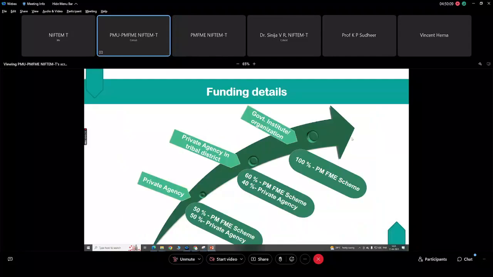So this is the funding details of the scheme. In case of government institutions, 100% or private institutions, 50%. In case of private institutions in tribal districts, 60% from the PMFME scheme and 40% can be availed from private agencies, those who are applying.